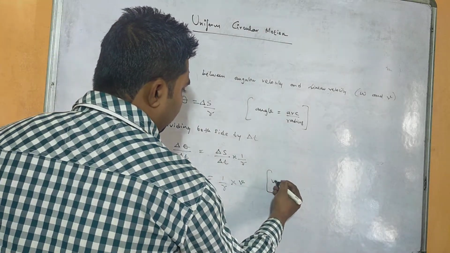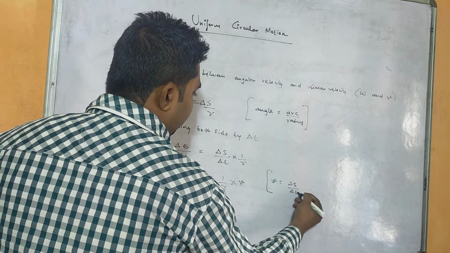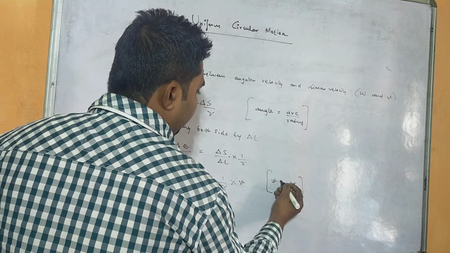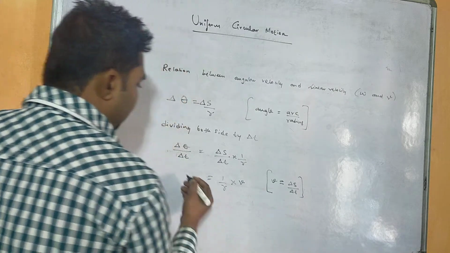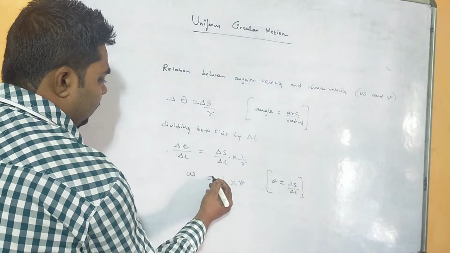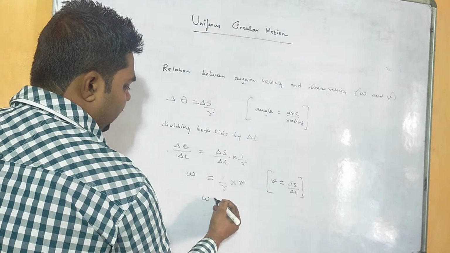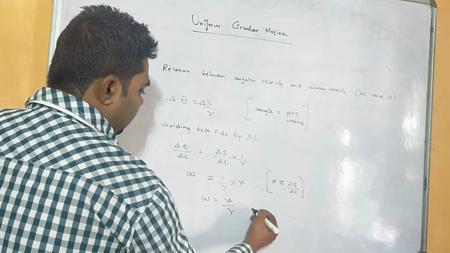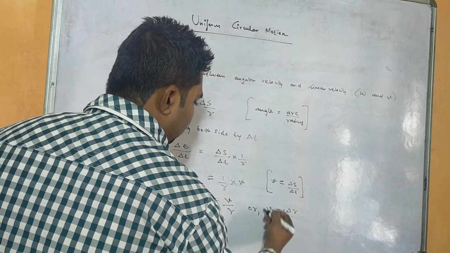So v was del s by del t, that means velocity, this is the linear velocity, that means displacement by time, and here this is omega, angular displacement. Okay, so omega equals v by r, or this can be written as v equals omega r.